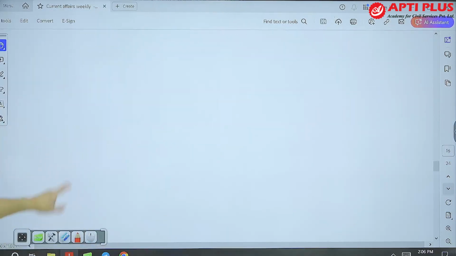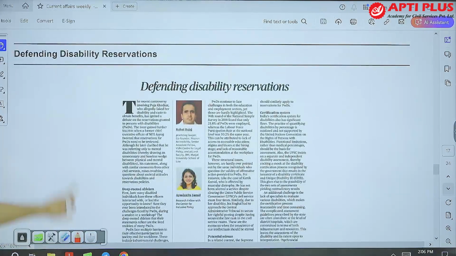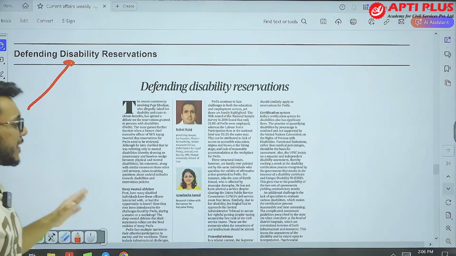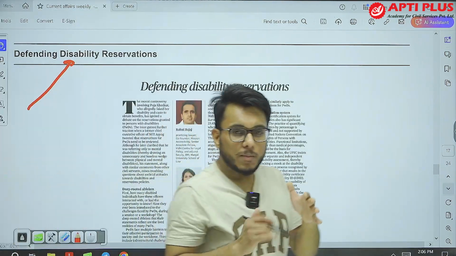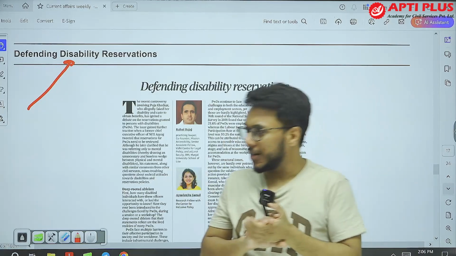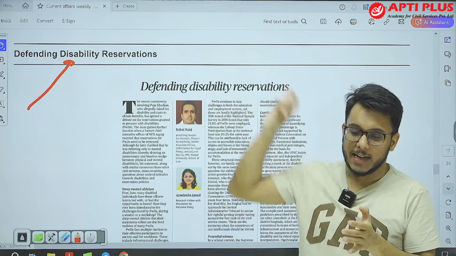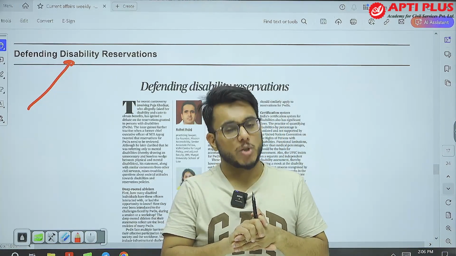And now we'll move to the next article. Defending disability reservation. So recently, guys, this thing happened. This article falls under GS paper number 2, social justice.